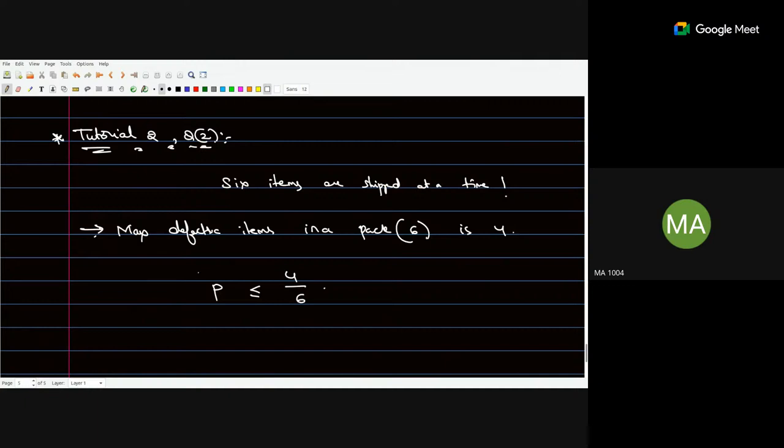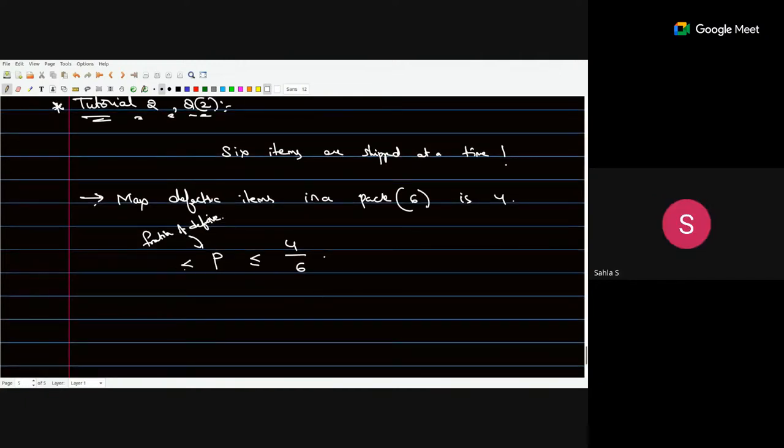This is the fraction of defective. That's what they said, right? And I know that this fraction is greater than or equal to 0. It can't go negative. Fractions cannot go negative. So now this is what I know.